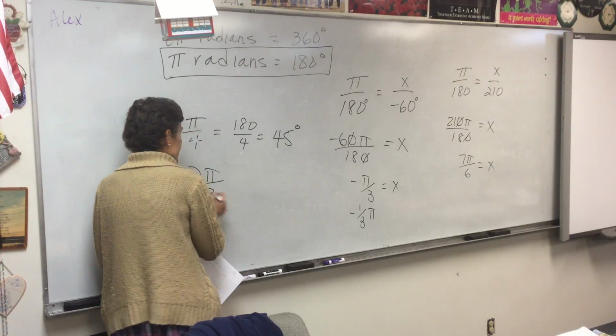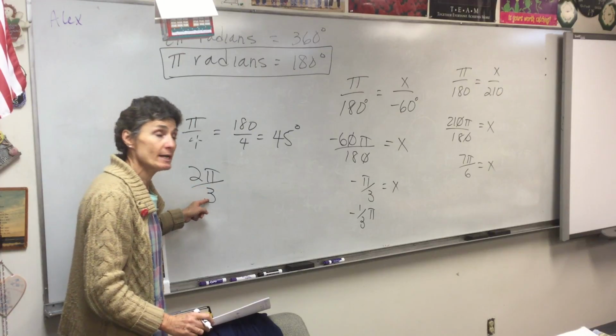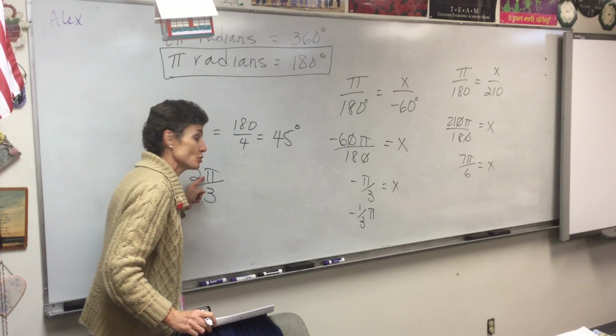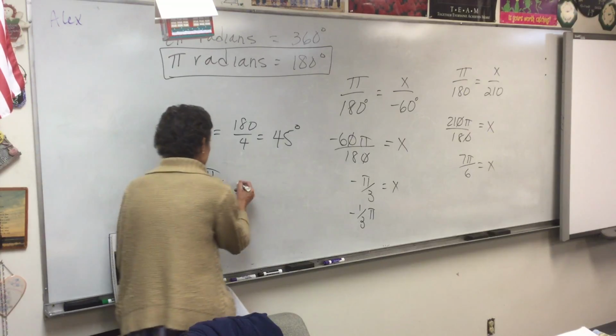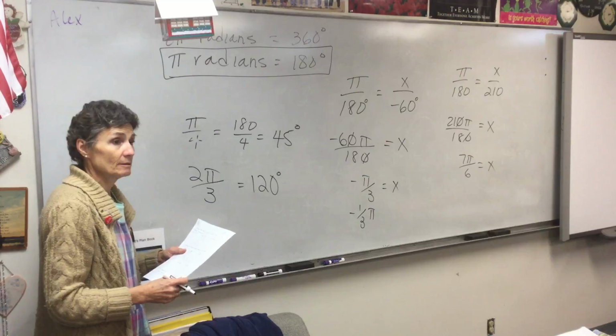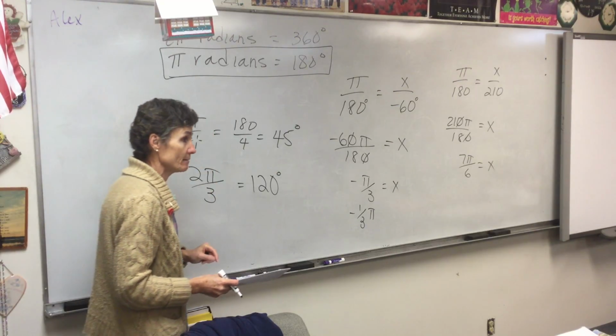2 pi over 3. Somebody said 360 over 3, because isn't 2 pi 360? So 360 divided by 3 would be the same as 120. These are easy if you remember one thing. Pi is 180.